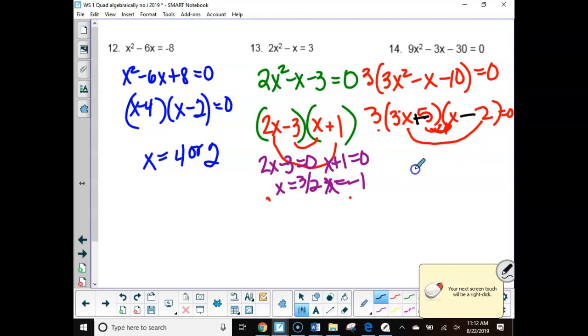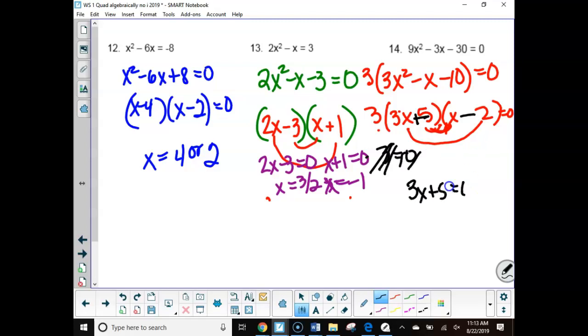Okay. I think that's right. Can 3 equal 0? Nope. So that guy's gone. I'm just writing random places now. Okay, 3x plus 5 equals 0 would solve and become what? Negative 5/3, yes. And the other one, x minus 2 equals 0, would just give me positive 2.